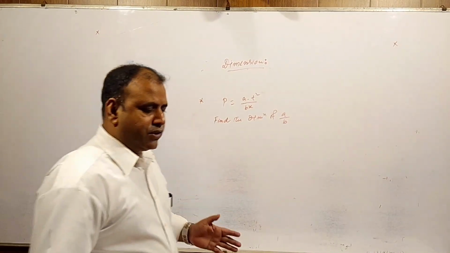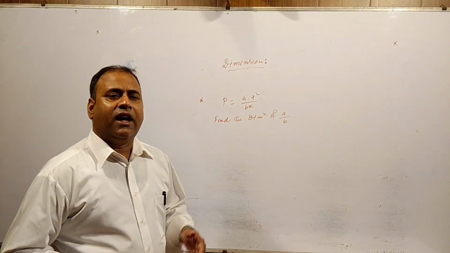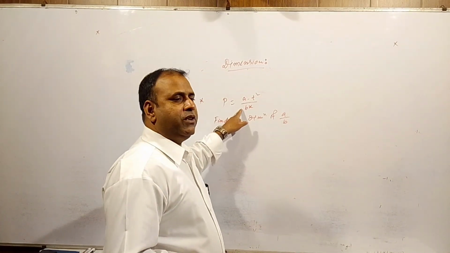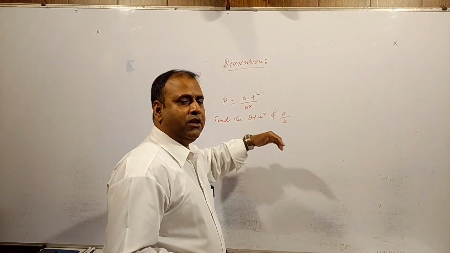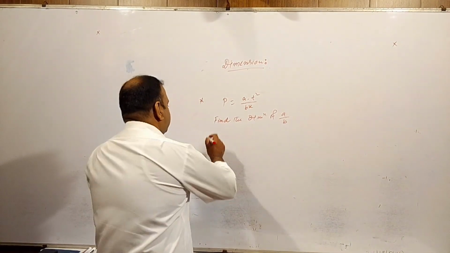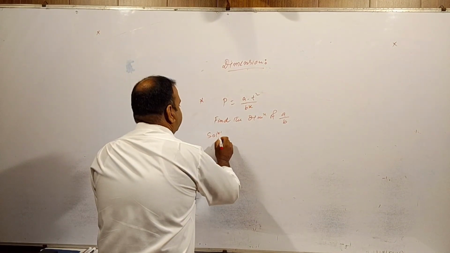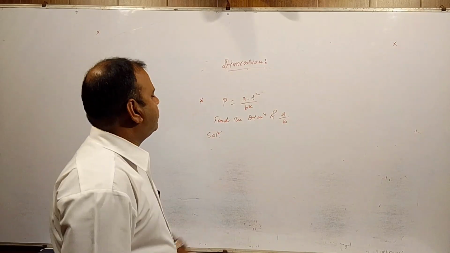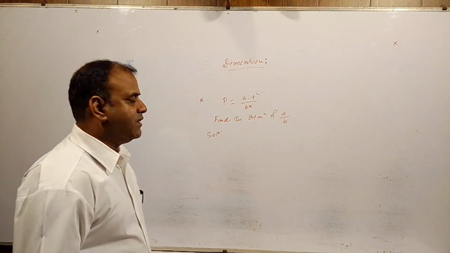First you have to calculate the dimension of A, after that the dimension of B, and then for A by B you just take the ratio, and then you will get the final result. Now the solution: you can see here P is equal to A minus T square divided by Vx.